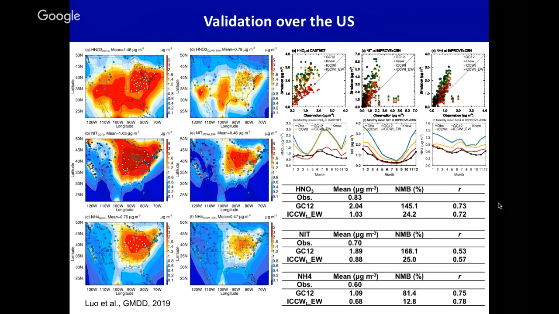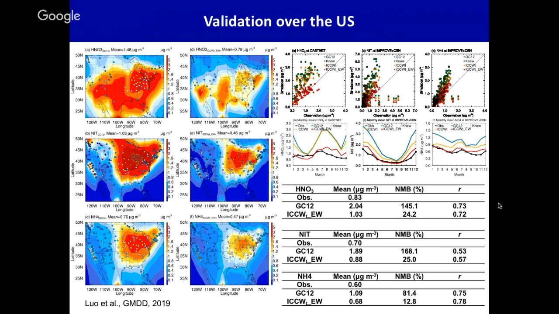Okay, this is the validation of nitric acid, nitrate, and ammonium over the United States. We found that after applying the changes of washout, the bias of these species has been significantly reduced over the United States, and this result has been published in GMDD. If you want to look into some detail, you can just go to this paper.